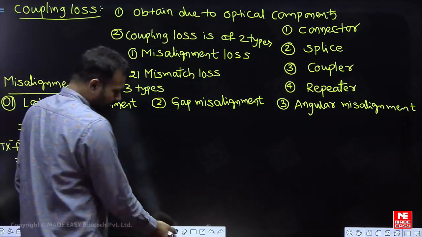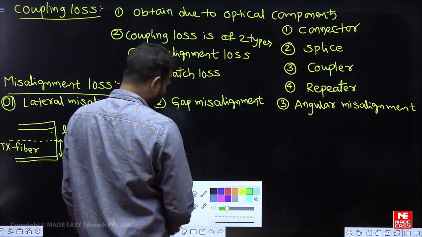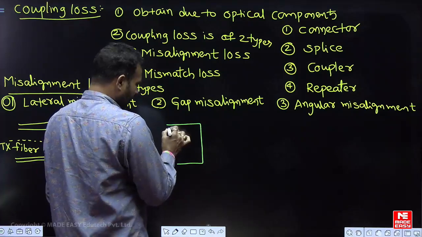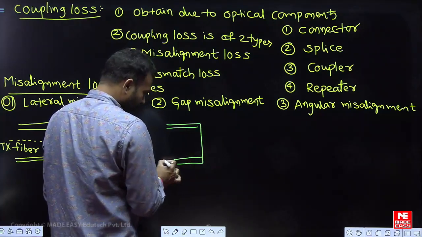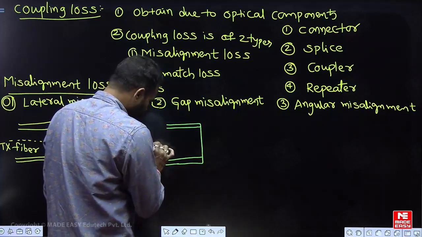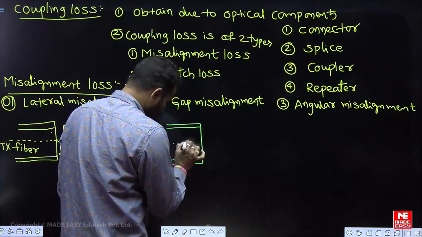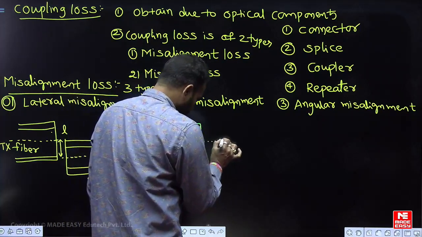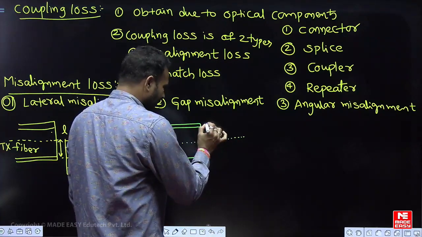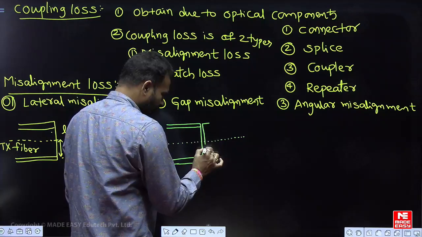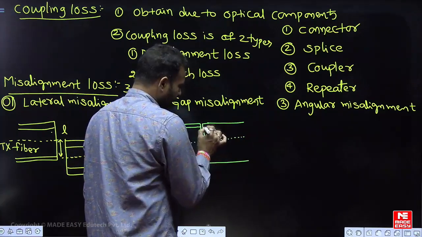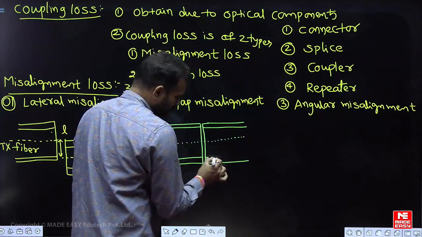Please concentrate, I am using another color pen for clarity. This is the transmission fiber and this is the receiving fiber, and they are present on the same axis. Now the axis is the same, there is no lateral misalignment, but we have some gap present between them.